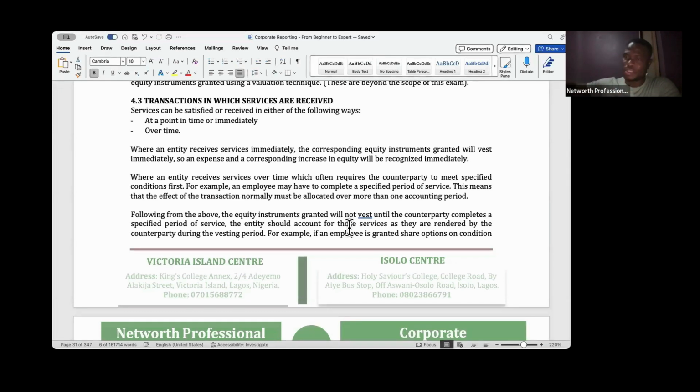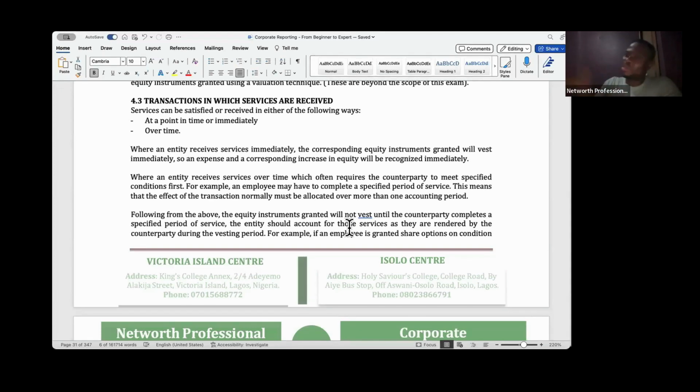So we would need to always identify, firstly, when is the grant date? When did we promise our employee that we're going to give them share options? We also need to determine the vesting date, when that share option will actually become shares.